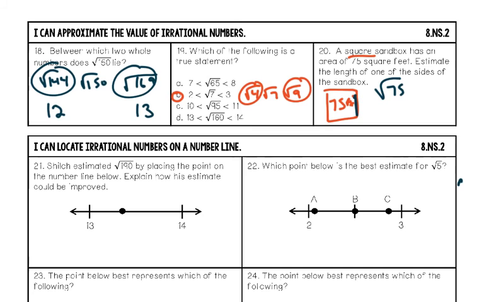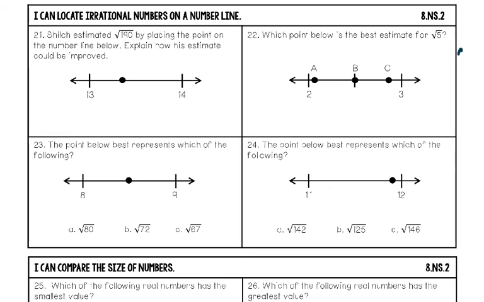So the square root of 75 is not a perfect square, but we can estimate it either using a calculator or by looking at our irrational number line. We know it's going to be between 8 and 9 because 8 times 8 is 64, 9 times 9 is 81, and 75 falls between those two numbers. So it's about 8.6 because it's a little closer to the 81 than the 64. You should also be able to then locate those irrational numbers on a number line.